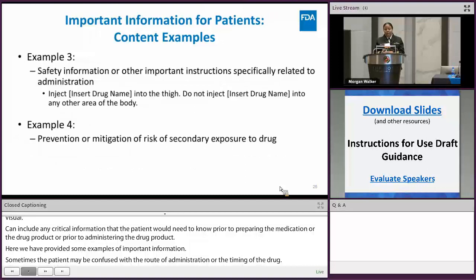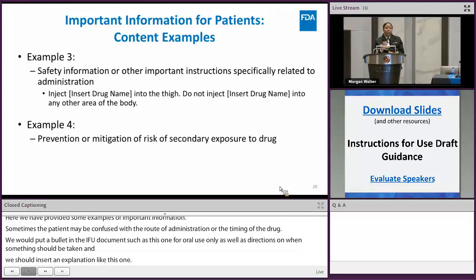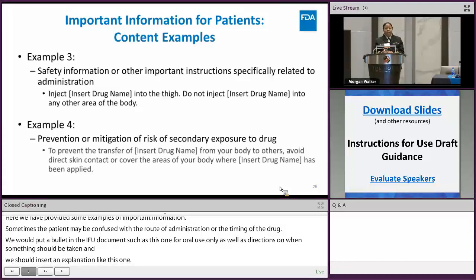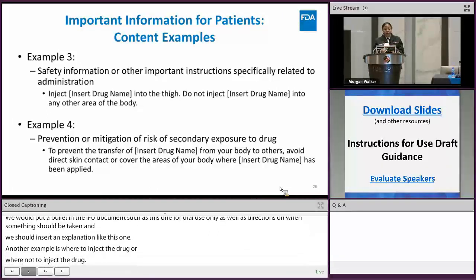Another example that we commonly see when reviewing IFU documents is where to inject the drug or where not to inject the drug, where to place the transdermal system, where not to place it. If there's any issues with secondary exposure, how to clean your area where you've applied it, where you want to cover things. Those are the types of information you would want to give to the patient prior to them preparing or administering a drug product.